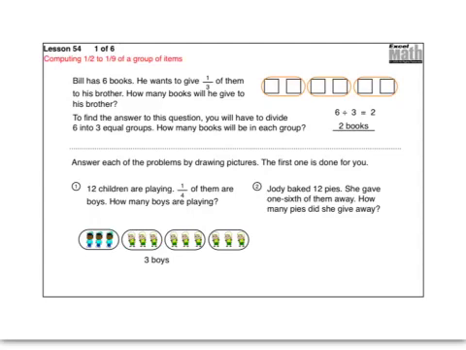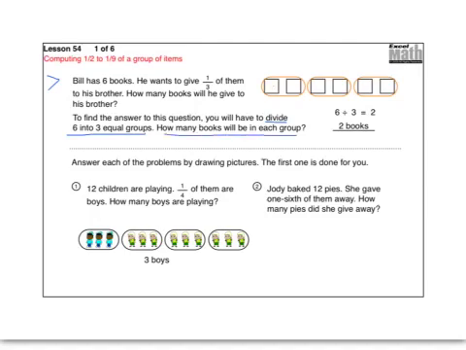So let's get started with our lesson here. Right up at the top it says Bill has 6 books. He wants to give 1/3 of them to his brother. How many books will he give to his brother? To find the answer to this question, you will have to divide 6 into 3 equal groups. How many books will be in each group?